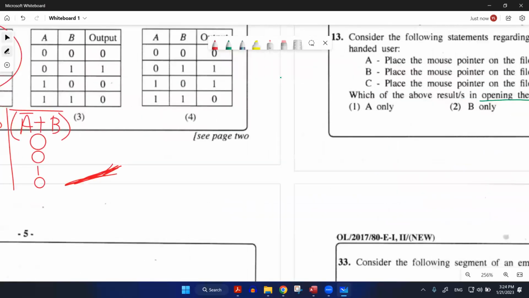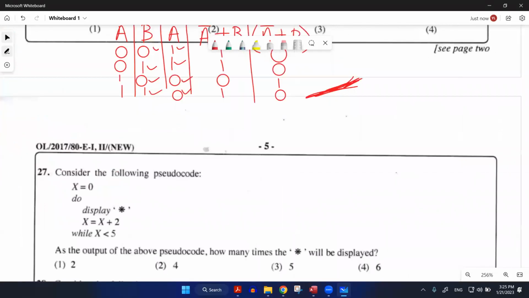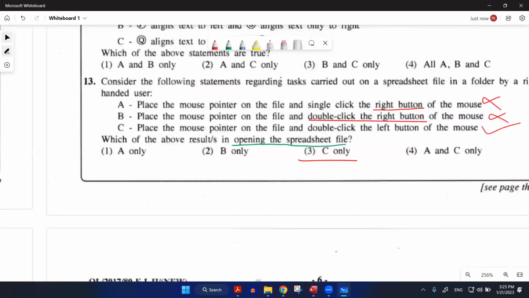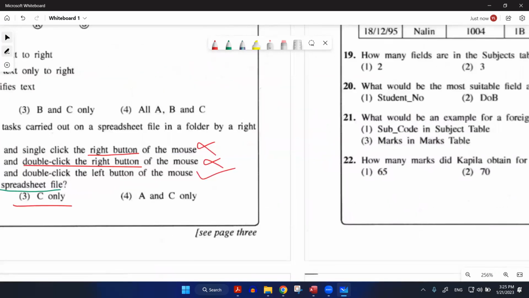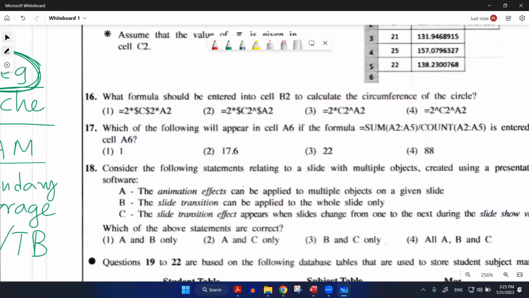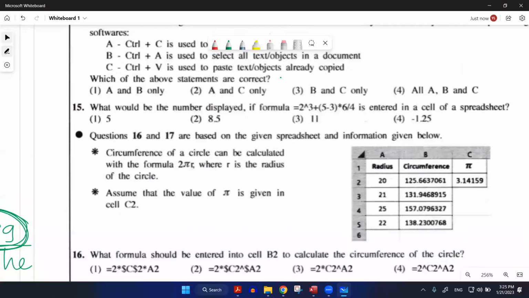We're moving to the 15th. Where's the 15th? It seems to be on the other side. Ah, yes. 15th. There you go.